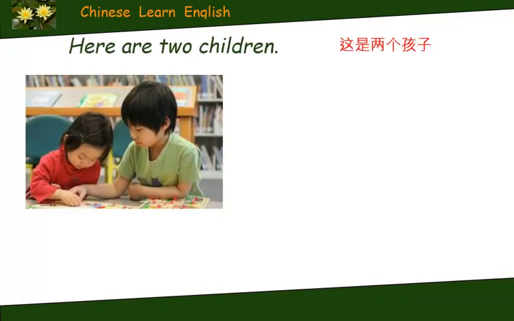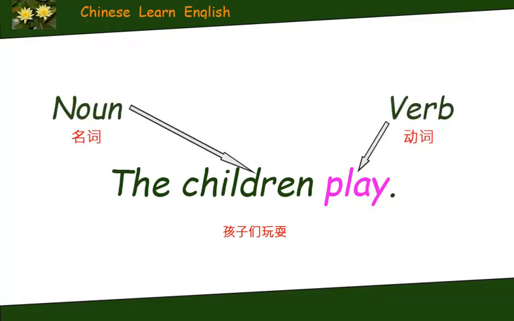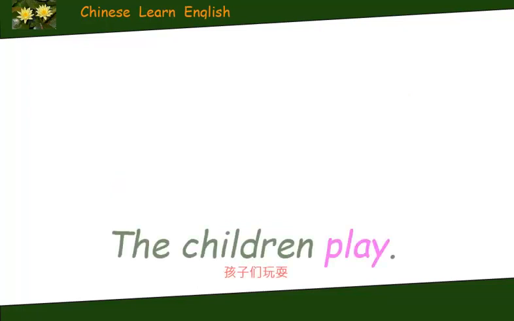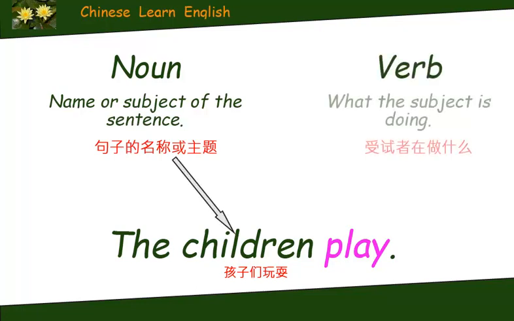Here are two children. The children play. Noun, verb. The children play. Noun, the name or subject of the sentence. Verb, what the subject is doing.